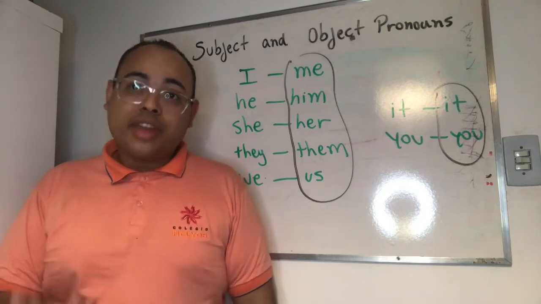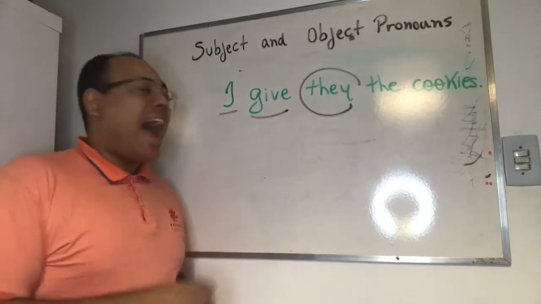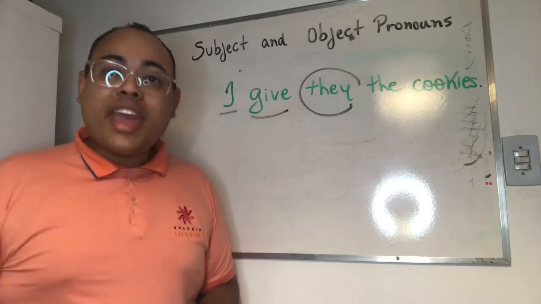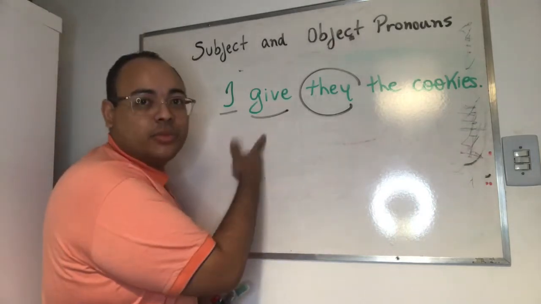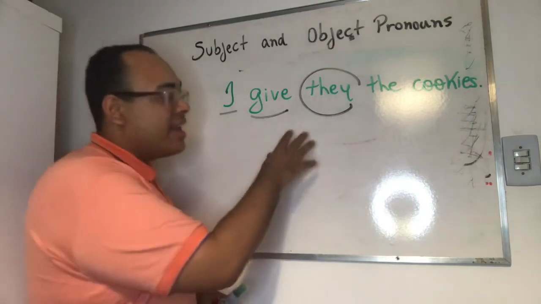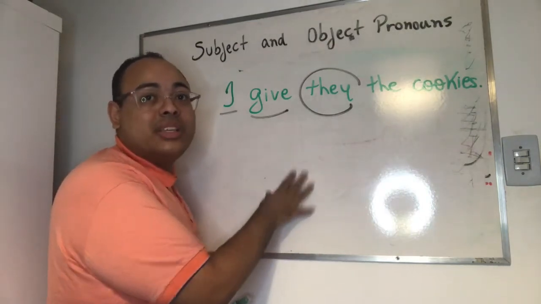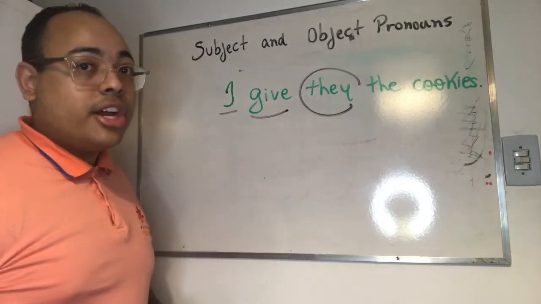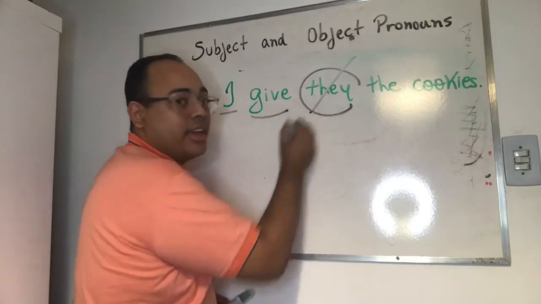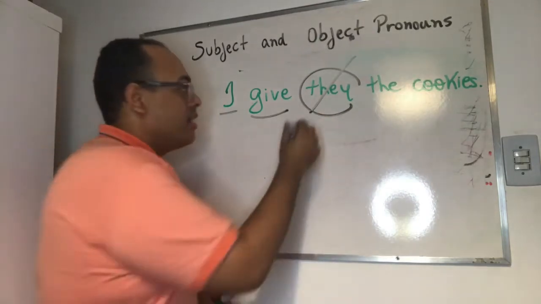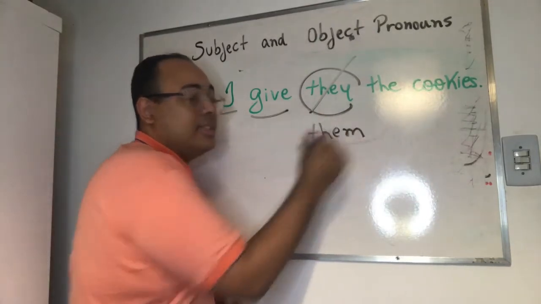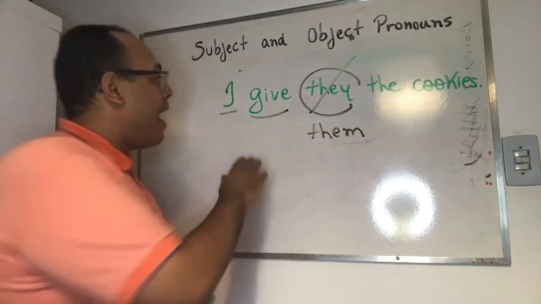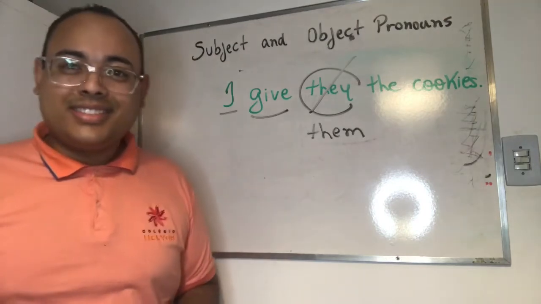In this sentence, I is the actor, the subject pronoun, performing the action of giving, which is the verb. They is the noun receiving the cookies. It is the object. So here, you can't use they. You need to transform they into them. This is the correct form because here we have an object pronoun. So I give them the cookies.